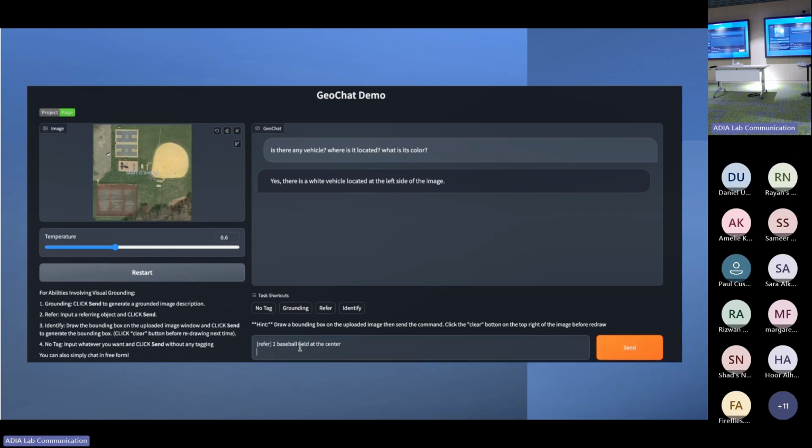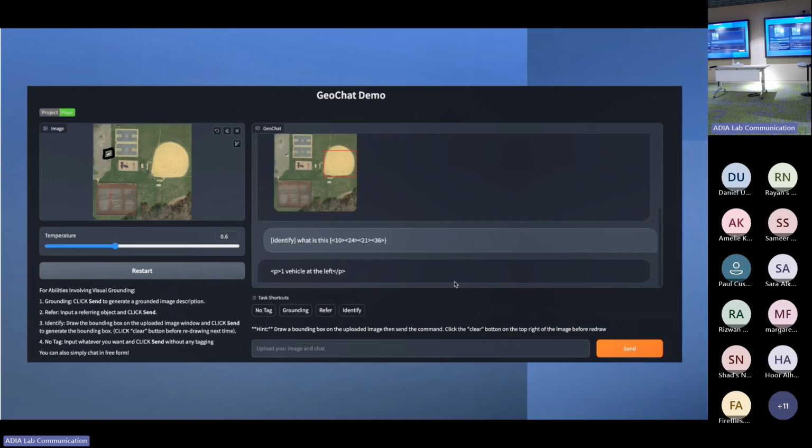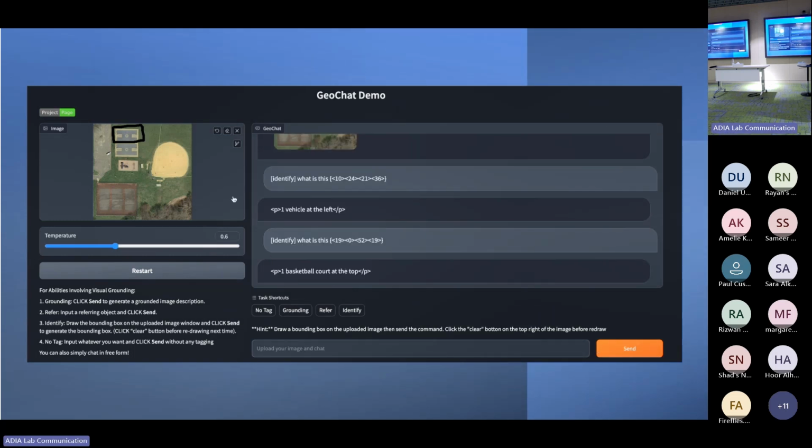And now the demo will show how we can use this region captioning task, where the user draws a box within the image and asks a question about that box. For example, the user draws a box and asks what is this, and it tells this is a vehicle and so on. Then the user draws another box and asks what is this, and the model says it's one basketball at the top.